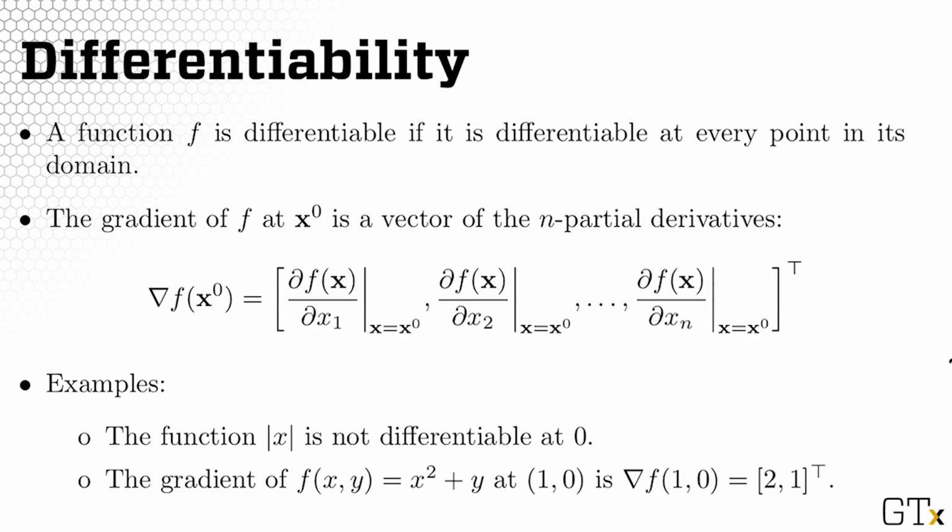A function is differentiable if it is differentiable at every point, not just that particular point x0. The gradient vector at a particular point x0 is essentially the vector of the n partial derivatives. We just described what the partial derivatives are. If you take these partial derivatives and write them out as a vector, component by component, then this is called the gradient vector.